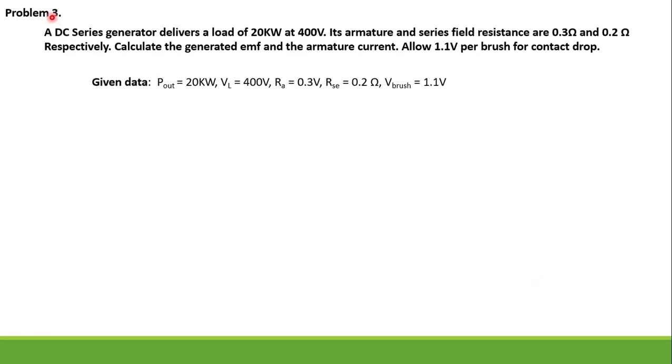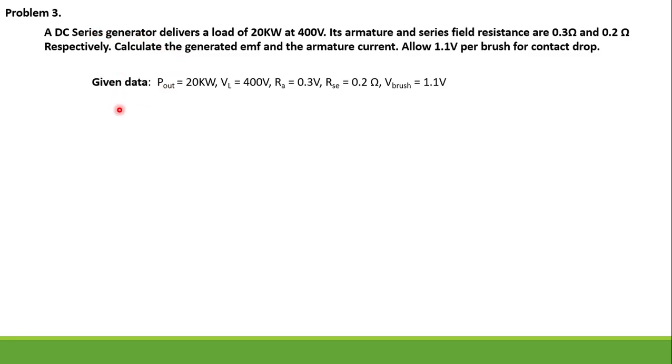Let us take problem number 3. A DC series generator is given. It delivers a load of 20 kilowatt at 400 volt. Its armature and series field resistance are 0.3 ohm and 0.2 ohm respectively. Calculate the generated EMF and the armature current. Allow 1.1 volt per brush for contact drop.